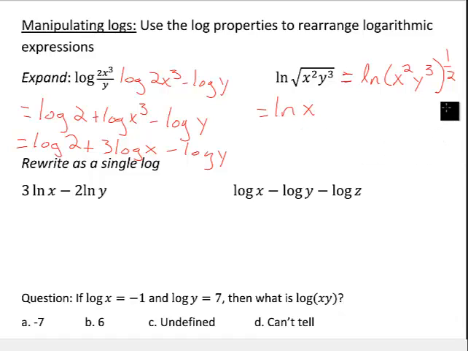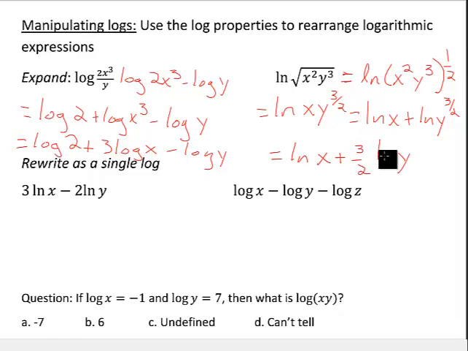So the new exponent on x is 1/2 times 2, which is just 1. The new exponent on y is 3 times 1/2, which is 3/2. Okay? So again, we need to keep going. We don't have this completely separated out. So that's the natural log of x plus the natural log of y to the 3/2. And then the last thing we have to do then is bring this 3/2 out front. So that is equal to the natural log of x plus 3/2 times the natural log of y. Okay? So that's what you do when you're expanding.